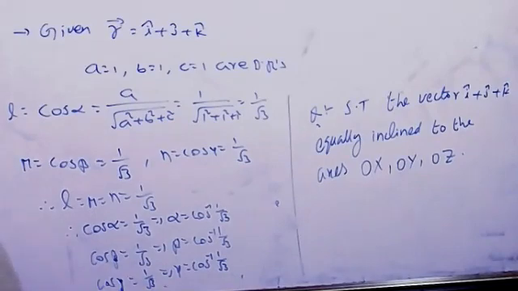Sir, what is the concluding point? Right. Hence, i plus j plus k makes equal angles to the axes Ox, Oy, Oz. That's all.